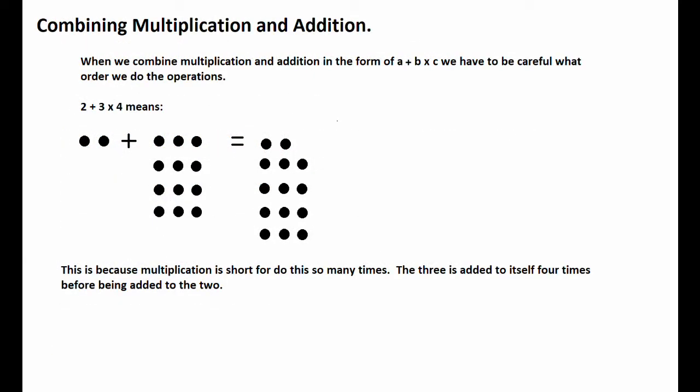When we combine multiplication and addition, we have to be careful what order we do the operations. So 2 plus 3 times 4 means add 2 to 4 lots of 3. This is because multiplication is short for do this so many times. The 3 is added to itself 4 times before being added to the 2. In other words, we are adding 2 to 12 to make 14.